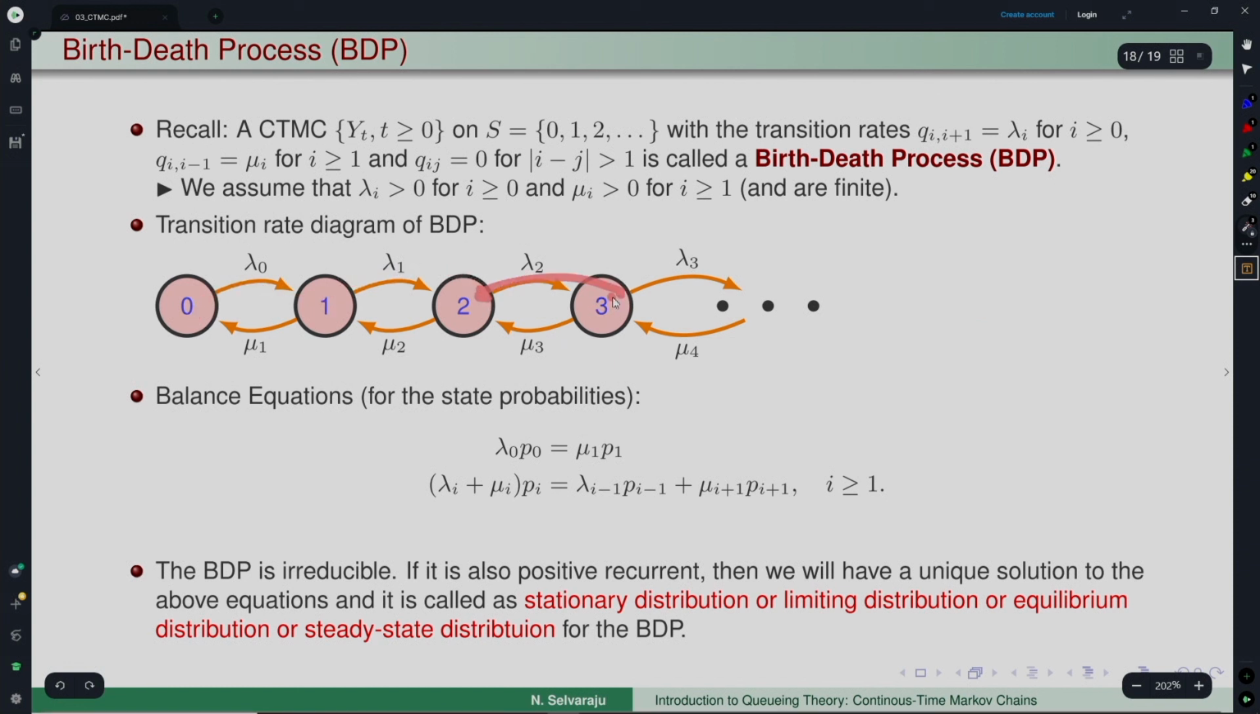From 3 I can go to 0, right. So, I can go here, I can go here, again I can go here, I can come here and I can go here. So, there is a possibility that I can reach 0. So, they communicate in a way, right. So, all this becomes an irreducible Markov chain or irreducible BDP.